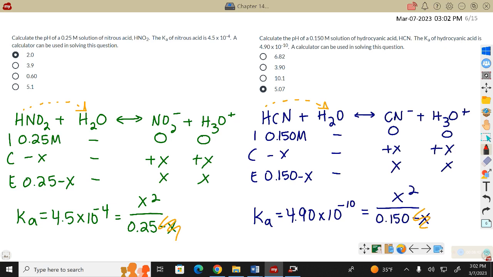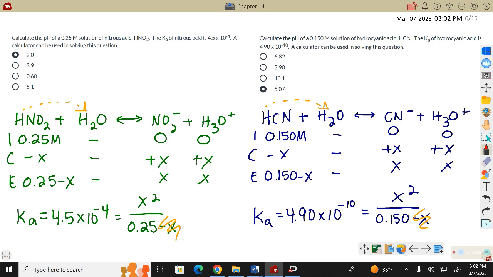I've got the initial concentration of the acid. Initially there are no ions on the product side, but now I know it's going to shift forward and I don't know by how much. But that's when we can call it X. We know X is going to be pretty small.